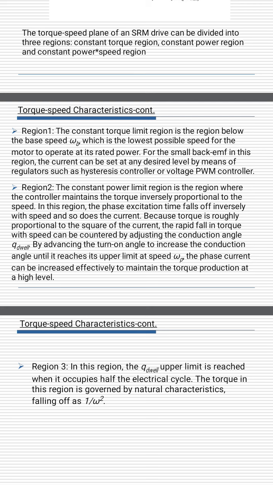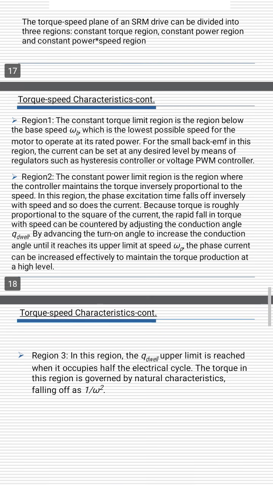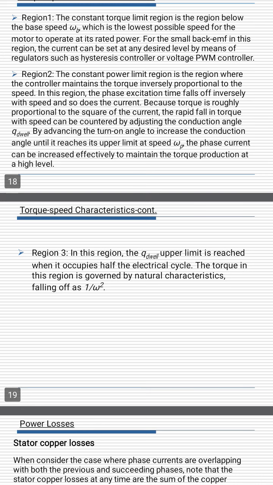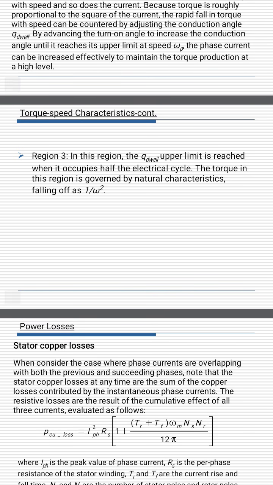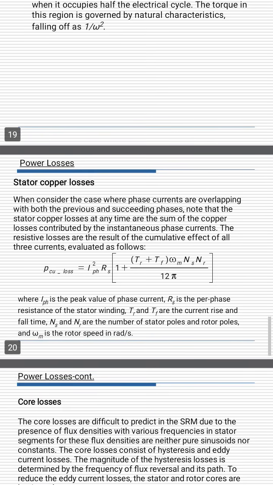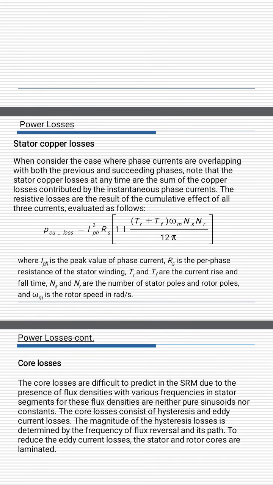Torque speed characteristic, Region 3. In this region, the upper limit is reached when the current occupies half the electrical cycle. The torque in this region is governed by the natural characteristic, falling off as 1/ω².